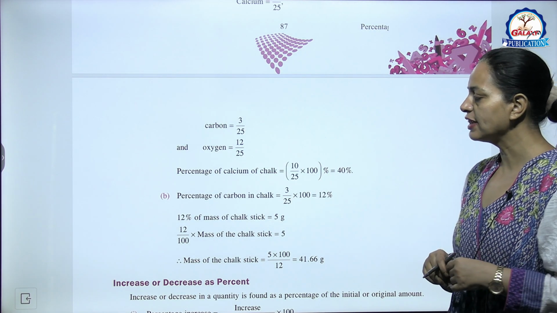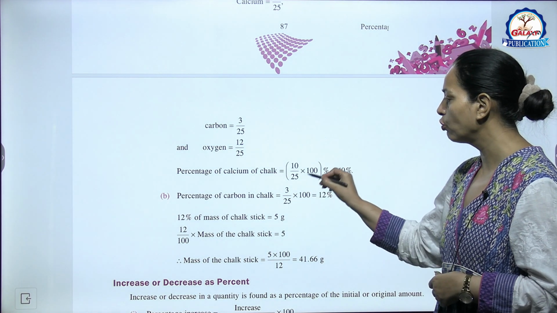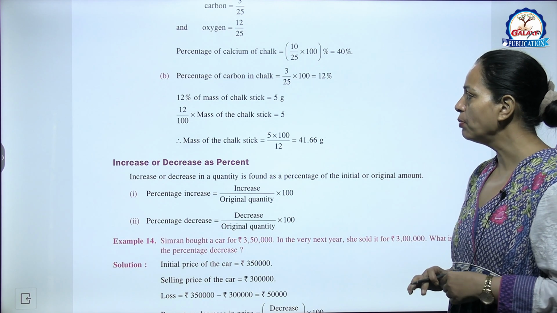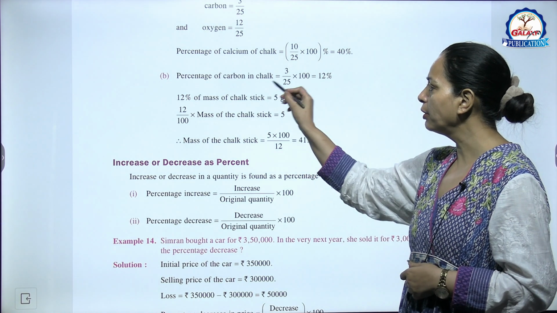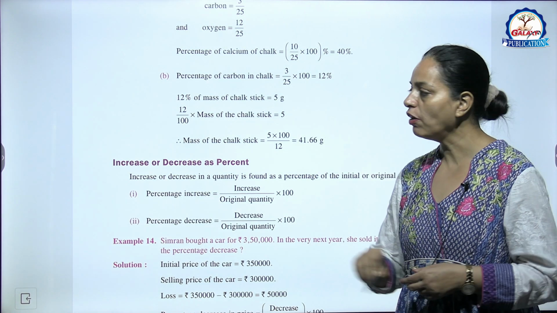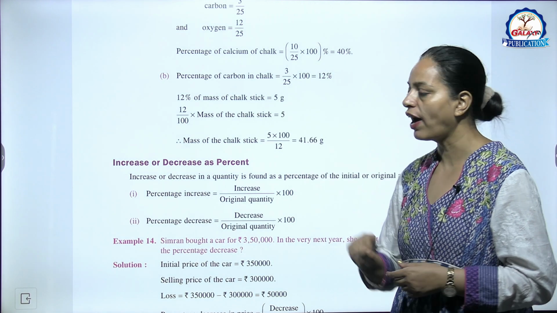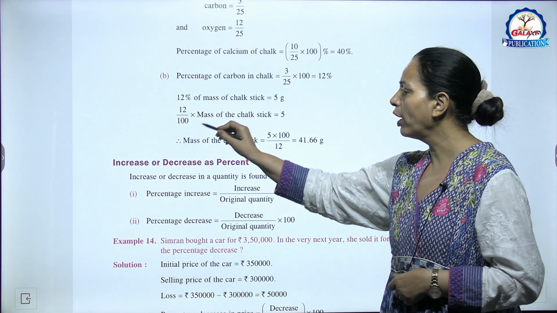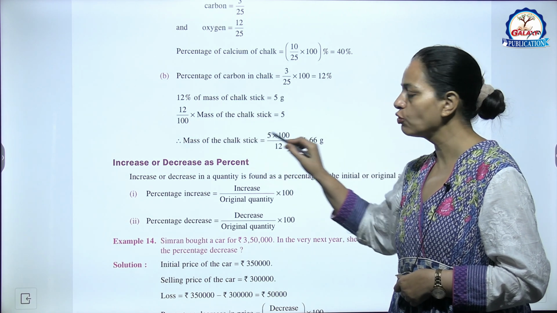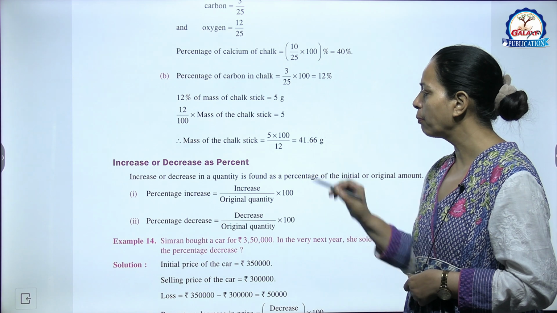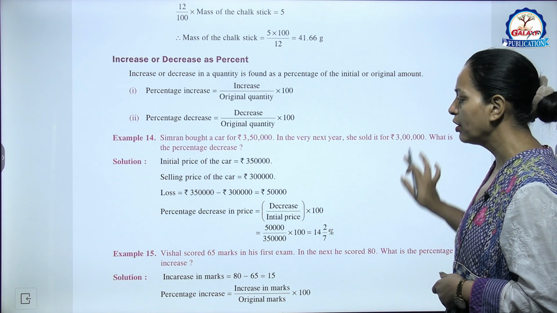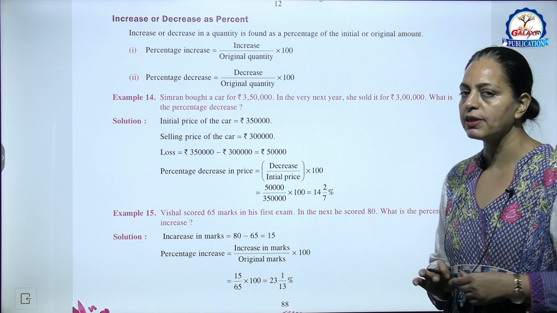So what is the percentage of calcium in chalk? 10 upon 25 into 100 that is 40%, right? Now B part, percentage of carbon in chalk, 3 by 25 into 100 means 12%, and 12% of the mass of chalk is 5 gram. So 12 upon 100 into mass of chalk equals 5. From here we can find the total mass of chalk. 5 into 100 upon 12, answer is 41.66 gram.